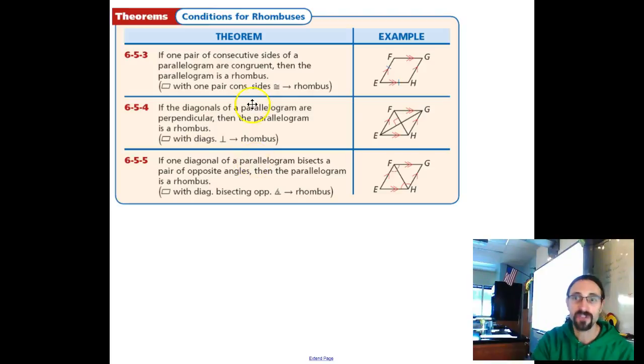The next set of theorems has to do with rhombuses. If one pair of consecutive sides of a parallelogram are congruent, that would make all four sides congruent, right? Therefore, it's a rhombus. The next one: if the diagonals are perpendicular, and you know it's a parallelogram, it's got to be a rhombus. And the last one is, if it's a parallelogram and the diagonals bisect the opposite angles, then it has to be a rhombus.